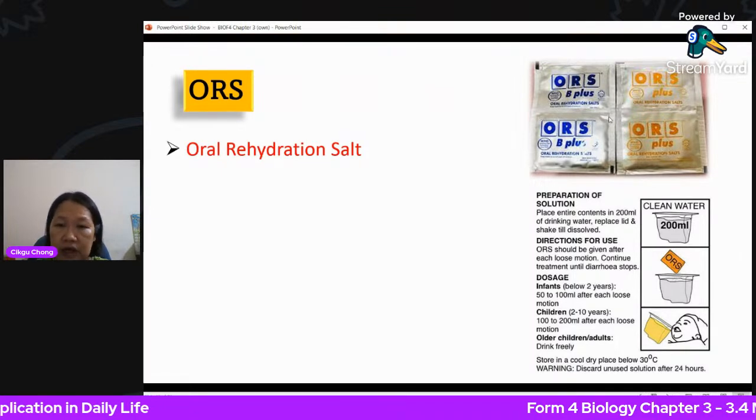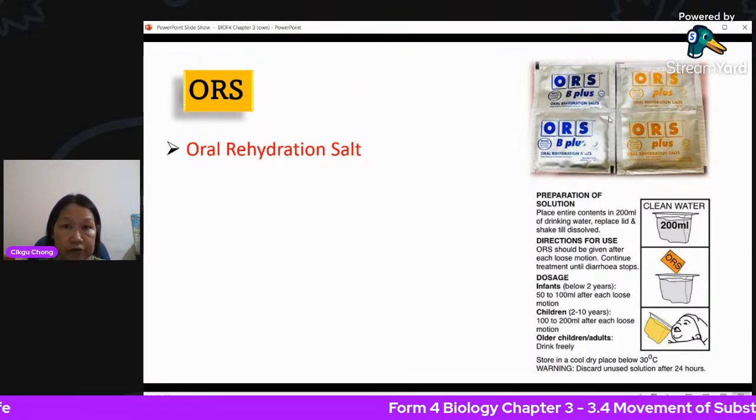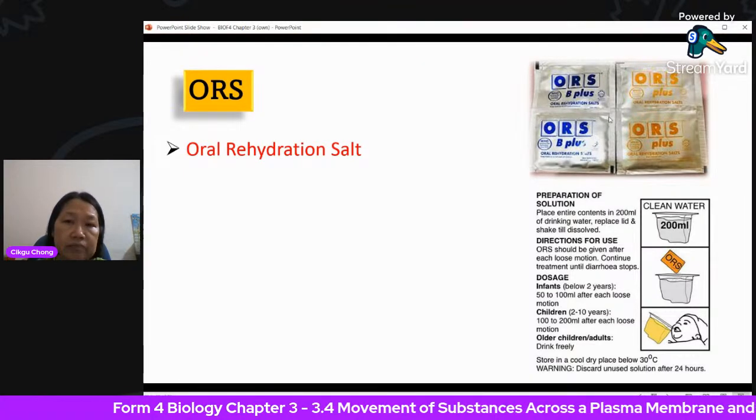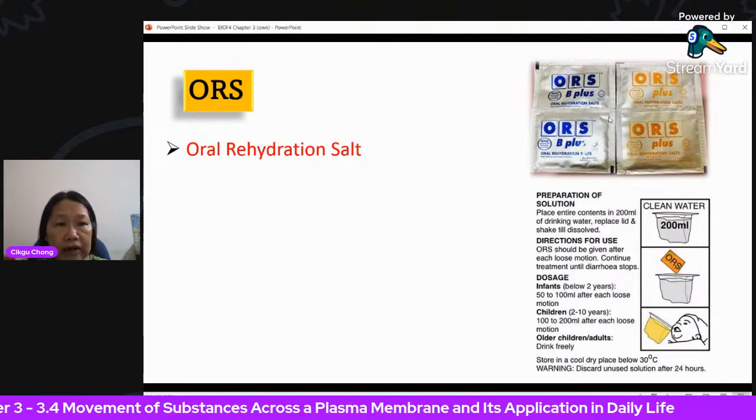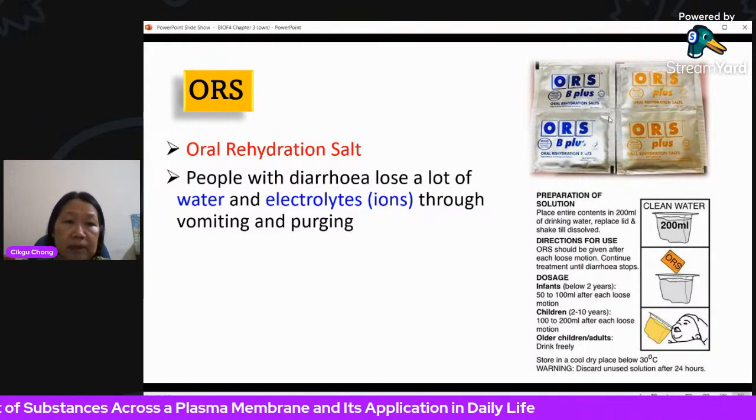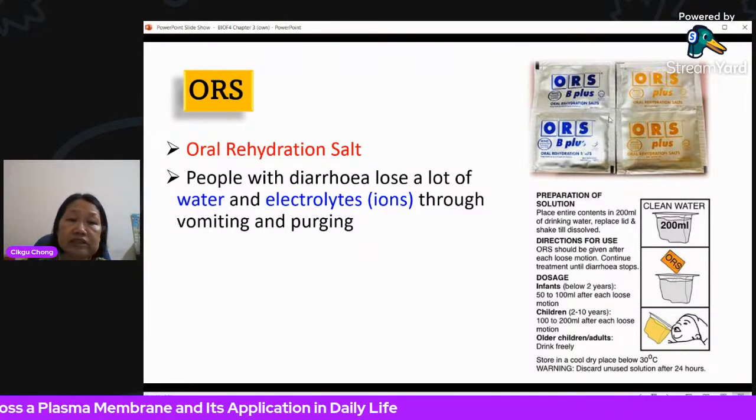Drink it up. Even for babies who have diarrhea, all can be used. All of them can drink ORS. But of course, for a baby, you do not give it all in one go, right? Now, the people who need this ORS are people with diarrhea.